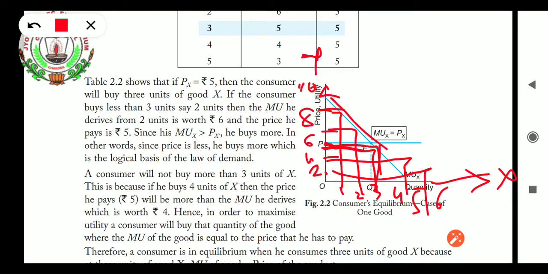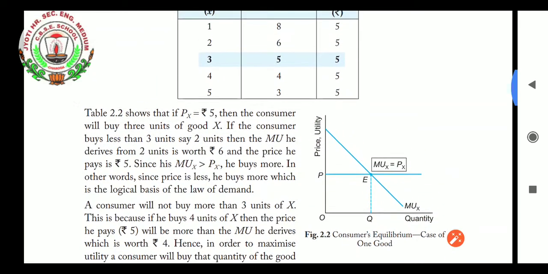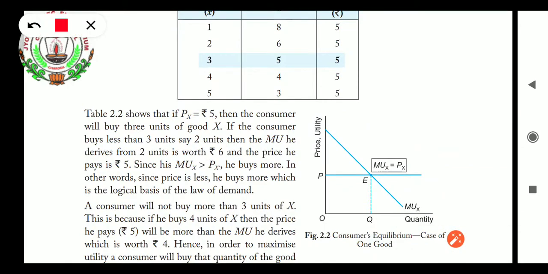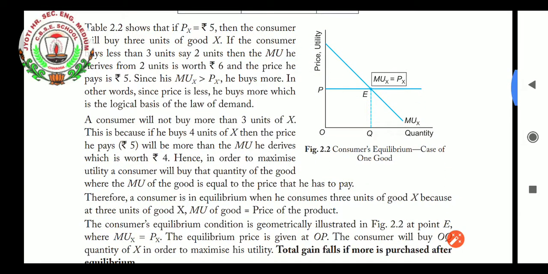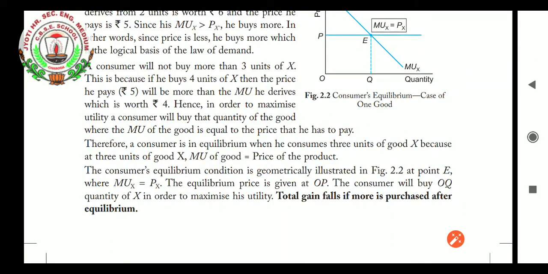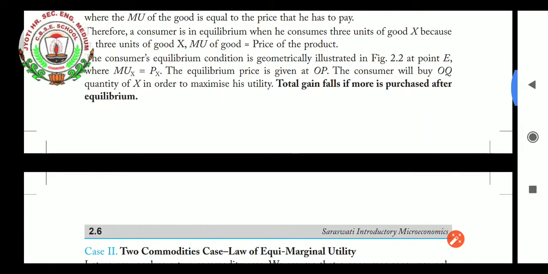So this point of line intersection is considered as the line where it is shown that the price remains the same, that is MUX equals PX, and this is the point where the consumer gets equilibrium. This area is the satisfaction level of the consumer. So figure 2.2 shows consumer equilibrium in the case of one good. Therefore a consumer is in equilibrium when he consumes 3 units of good X, because at 3 units of good X, MU of the good equals the price of the product. The consumer will buy OQ quantity of X in order to maximize his utility. Total gain falls if more is purchased after the equilibrium.